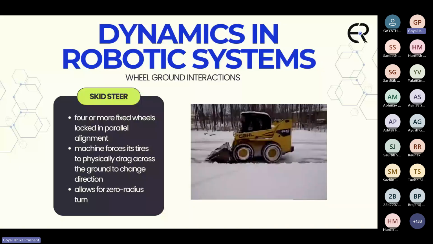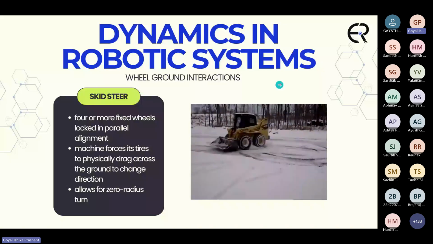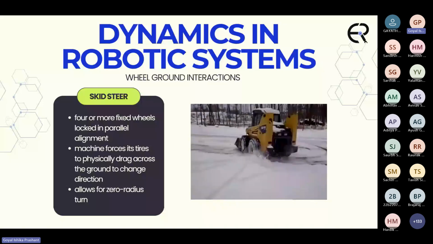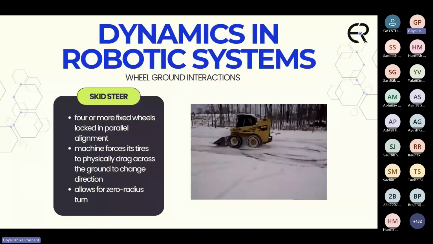For example, in this animation, you can see that the skid steer is turning to the right. A way that it could do this is by keeping its right wheels fixed in place and rotating only the left-hand side of the wheels. So this would cause it to turn in its place, which allows for zero radius turn.